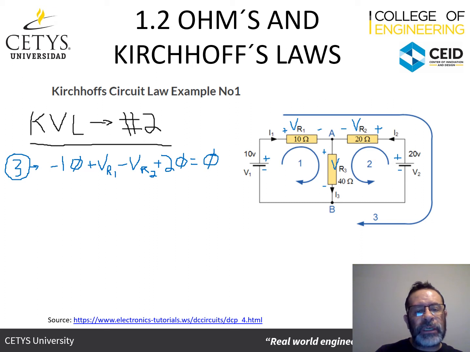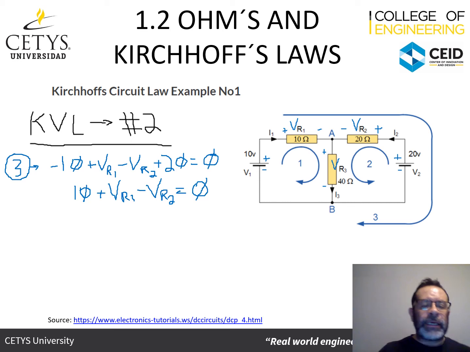And so I can simplify this. So 10 minus 10 plus 20 is 10. So this would be the same as having 10 plus VR1 minus VR2 equals 0. And I can send this 10 to the other side, and this would be VR1 minus VR2 equals minus 10.